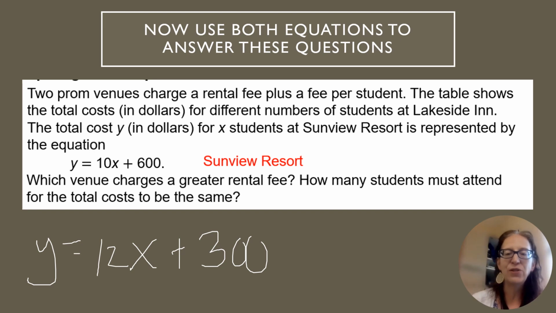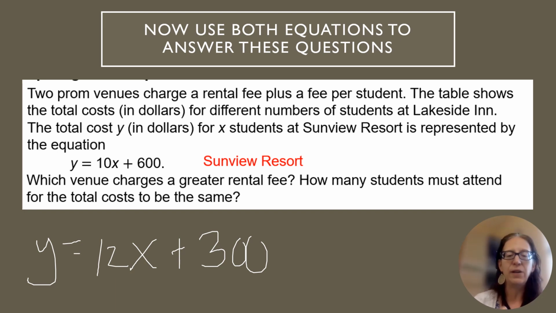It shows the number of students at Lakeside Inn, and the total cost in y dollars for x students at Sunview Resort is represented by y equals 10x plus 600. I think I wrote Sunset Resort on your notes, so I apologize that it doesn't match. Which venue charges the greater rental fee, and how many students must attend for the costs to be the same?